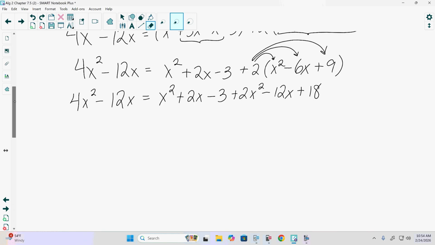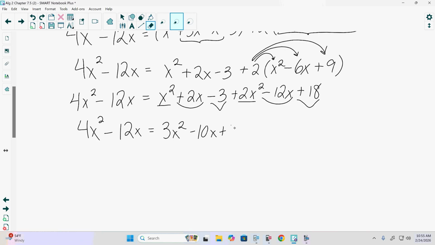Now before we can start moving things from one side to the other, getting it equal to 0, we do need to combine like terms. 4x squared minus 12x doesn't have any like terms, but our x squared and 2x squared will combine to give us 3x squared. Our positive 2x and negative 12x, 2 minus 12, would give us negative 10x. And lastly, negative 3 plus 18 would give us positive 15.